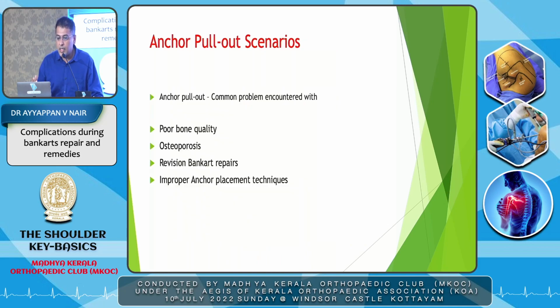So after this is done, then coming to anchor pull-out scenarios. Especially, if you look at a dislocation patient, they are much younger patients, but with vitamin D deficiencies and not much activity. So we definitely find poor bone quality in some cases. And especially in chronic cases, you can have bone quality which is pretty low.